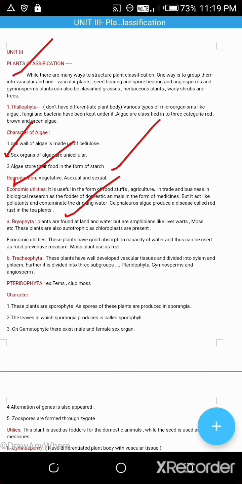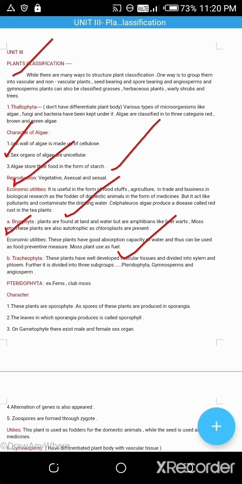Now, bryophyta. These plants are found on land and in water, so they are amphibians, like liverwort, moss, etc. These plants are also autotrophic as chloroplasts are present. Economic utilities: these plants have a good absorption capacity for water, and this can be used as a food preservative measure. Moss plants are used as fuel.